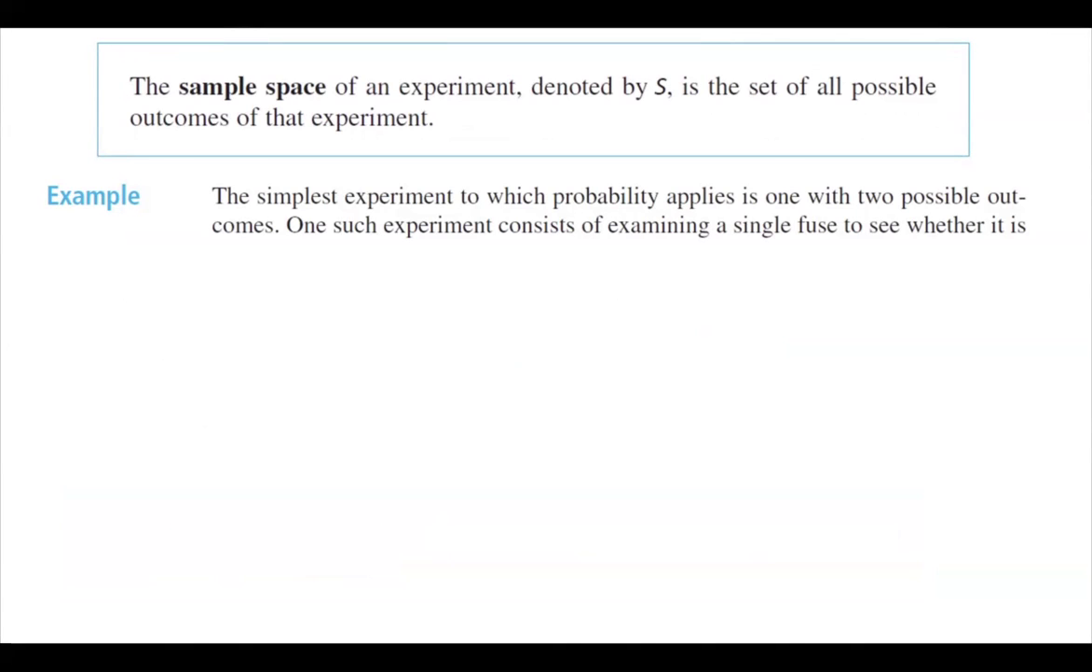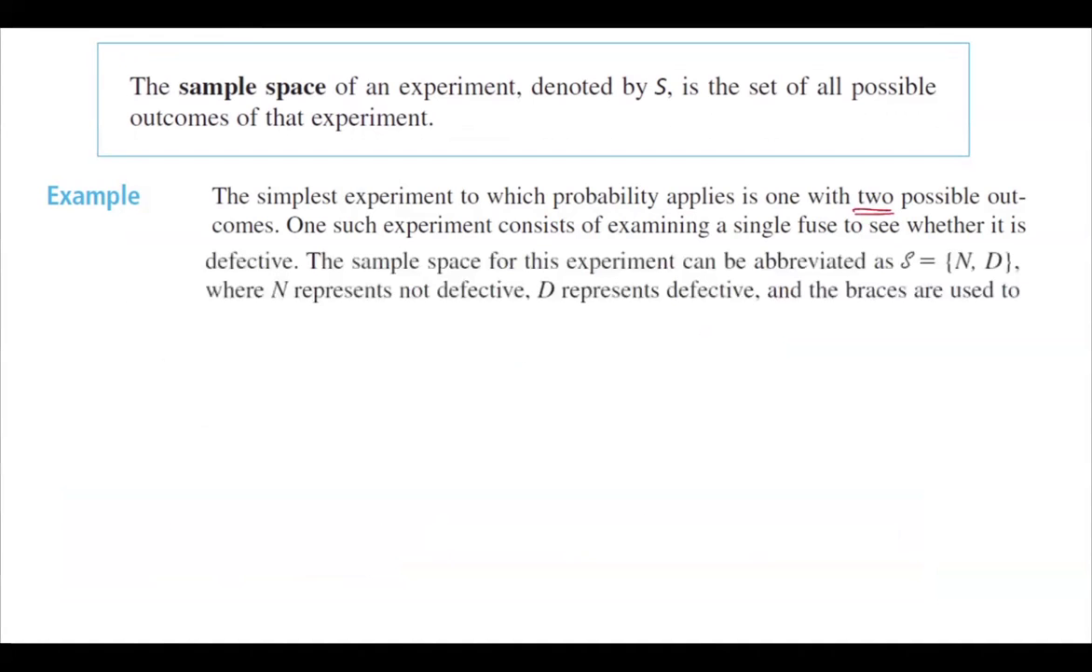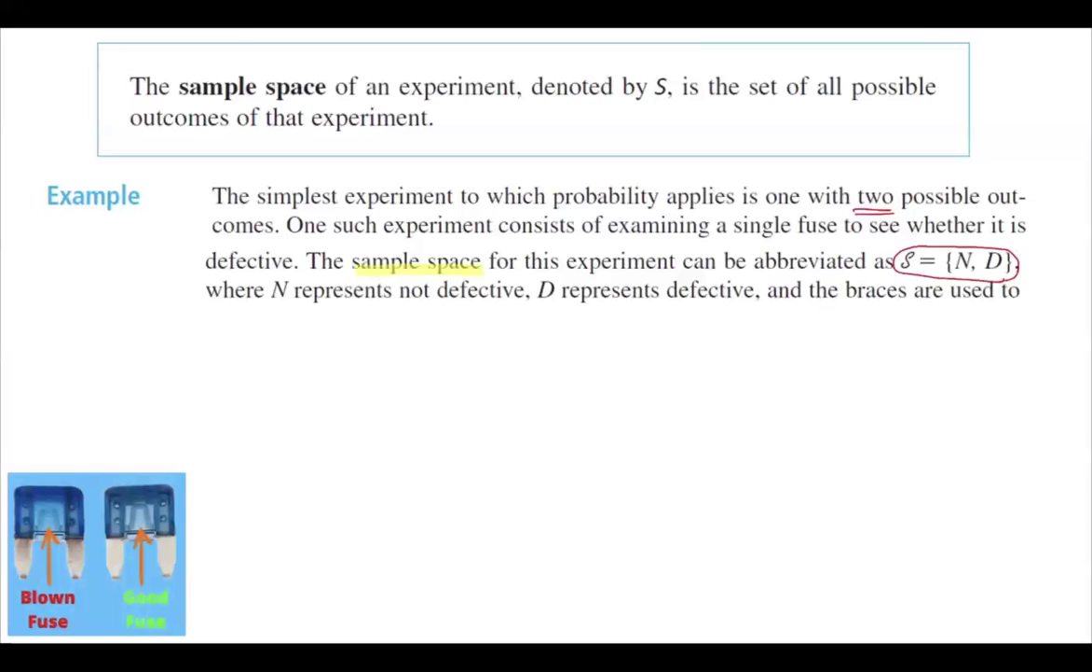The simplest experiment to which probability applies is the one with two possible outcomes. It can be any experiment, like checking to see if a single fuse is working or not. The sample space for this experiment can include just two possible outcomes, N and D. N represents not defective, and D represents a defective fuse. Remember that for a set, we use curly brackets or curly braces.